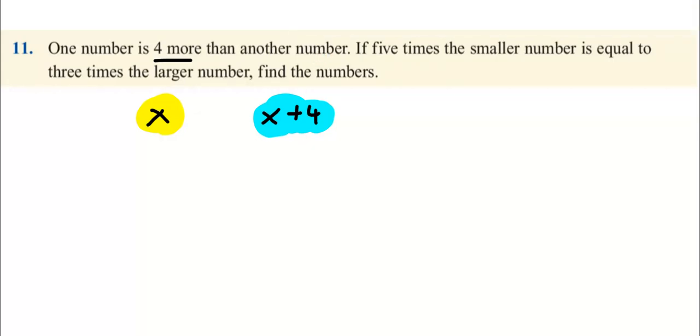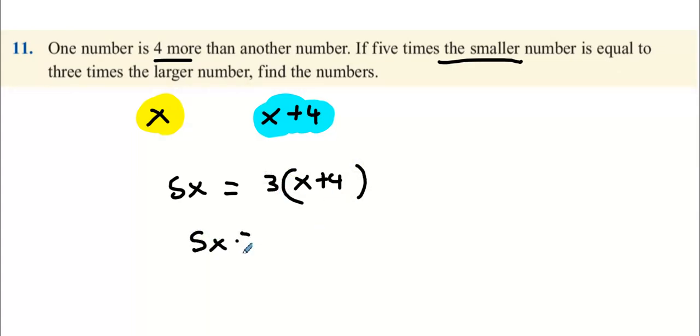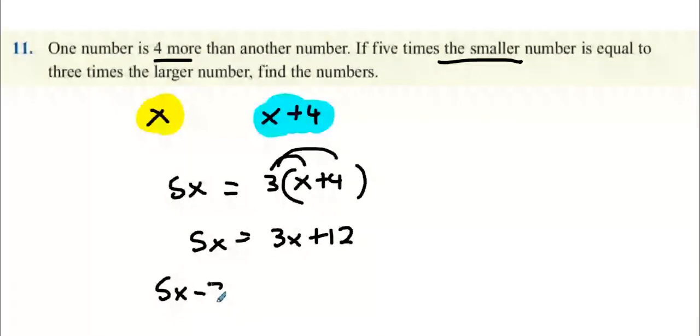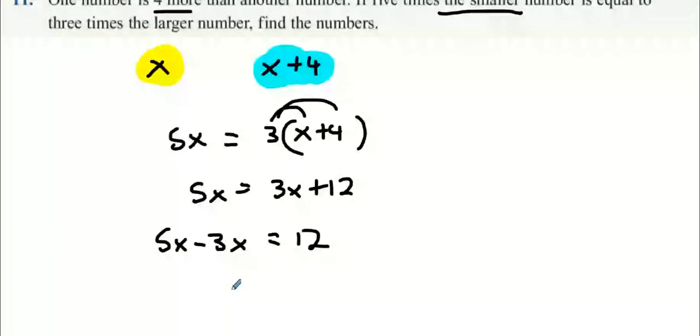So 5 times the smaller number, 5x, equals 3 times the larger number. So it's the larger number, and it has to be multiplied by 3. 5x equals 3x plus 12. Bring the 3x from the right to the left. So we get 5x minus 3x equals 12. Then we take them away from each other, and we get 2x equals 12. Divide 12 by 2, and we get x equals 6. Okay.